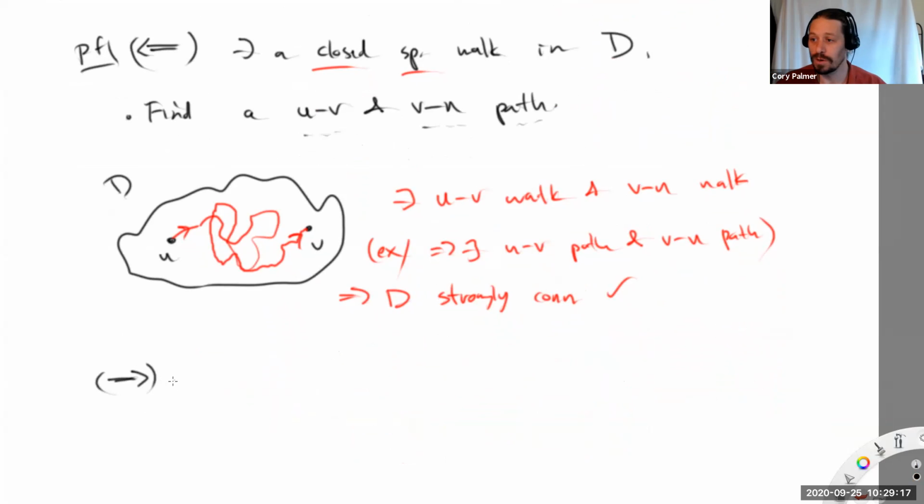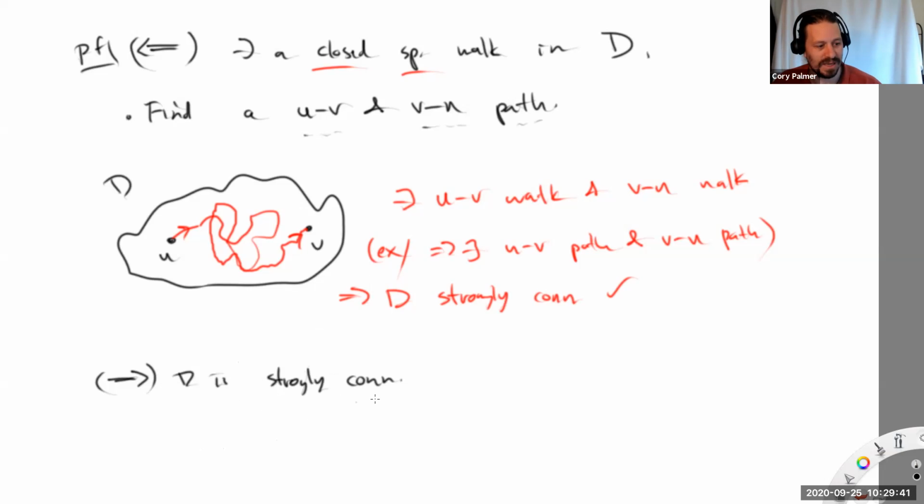Okay, now the opposite direction is a little less easy. So now we're strongly connected. How do we find this cool spanning structure that hits everything, okay? So D is strongly connected. I said it's a little bit harder, but it's not harder. The proof here is actually rather amusing to me. So it's strongly connected. How do we find a closed spanning walk of the entire graph?